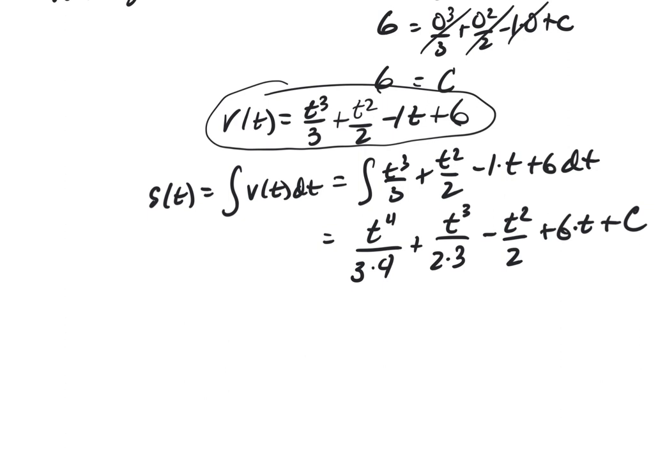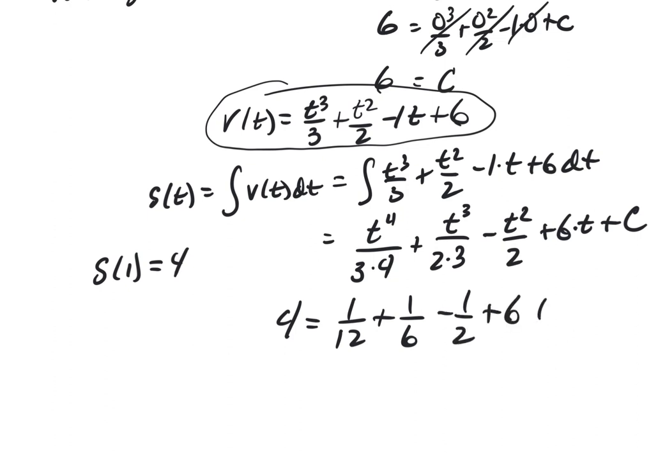And then my initial condition again was, I'm just going to jot it down so it's right in front of me. The initial condition was position at time equals 1 is equal to 4. So position is going to be equal to 4 when time is equal to 1. So what I'll end up with is 4 equals 1/12 plus 1/6 minus 1/2 plus 6 plus c.